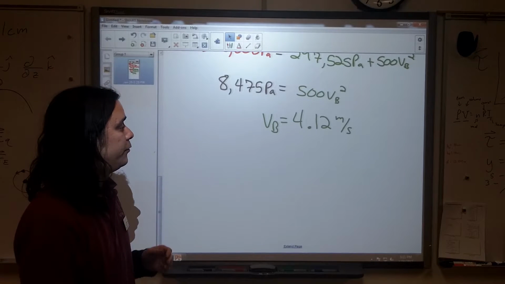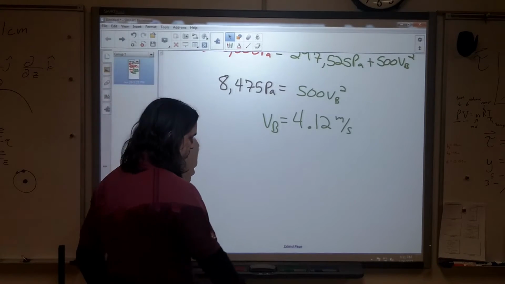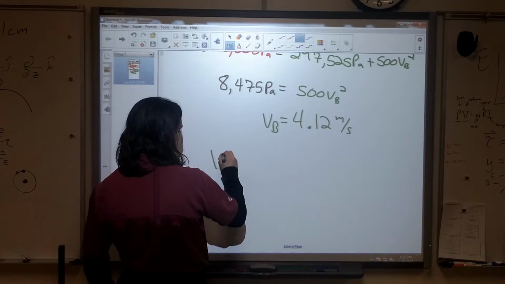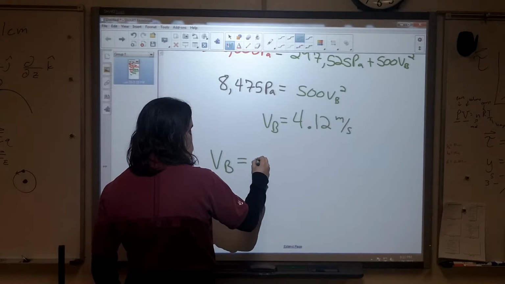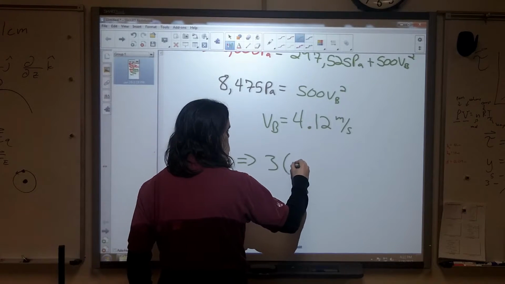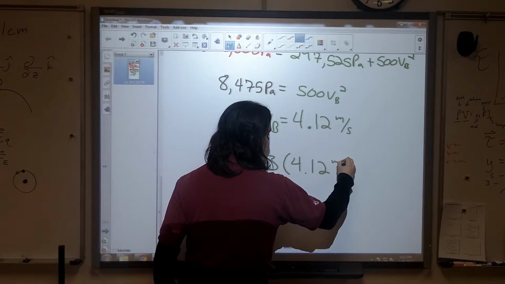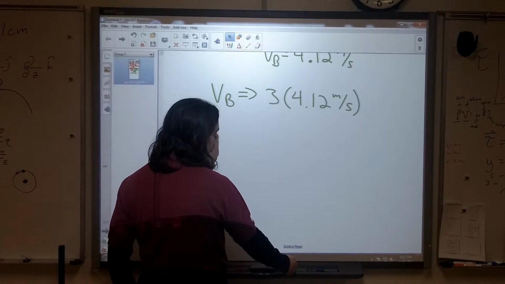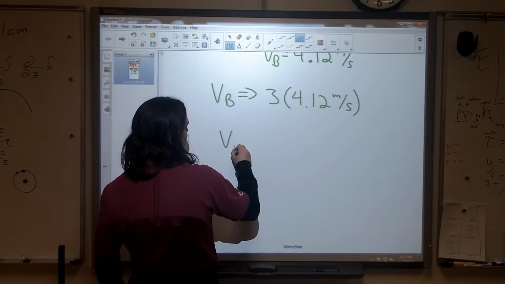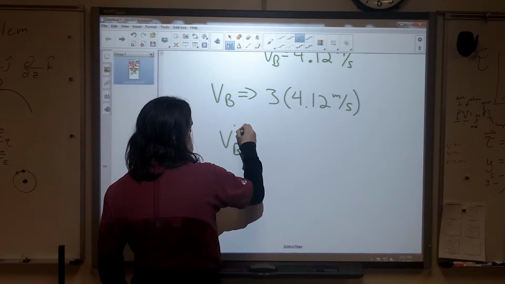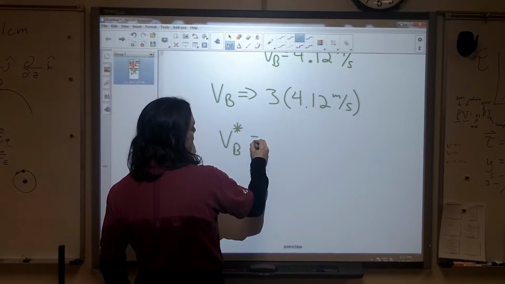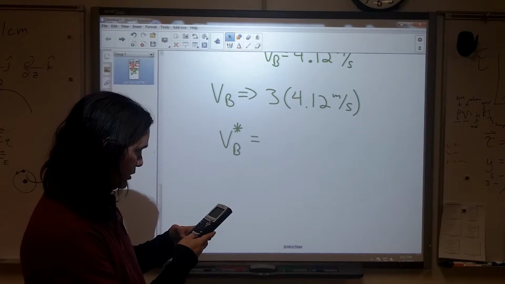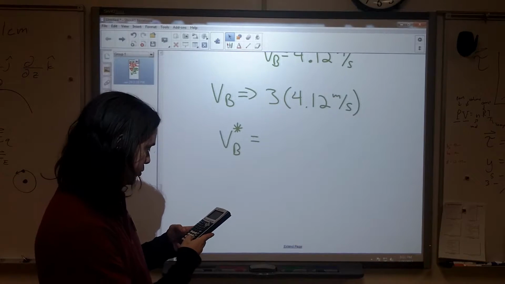They said they'd be happy if we change this and get it 3 times greater. So what we actually want, a new VB, we want that to become 3 times 4.12 meters per second. And we want that to be our new velocity at the shower head. So I'm going to say VB, we could call it VB star. This is going to be our new one. It's going to be equal to, well, let's multiply this out. Looks like it's probably going to be 12.36, but 4.12 times 3.